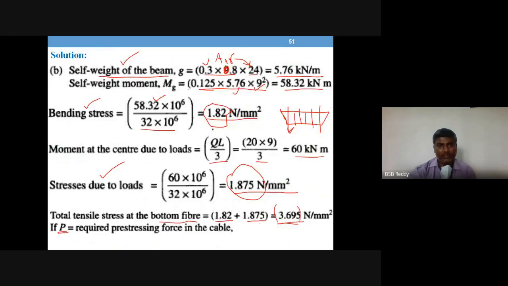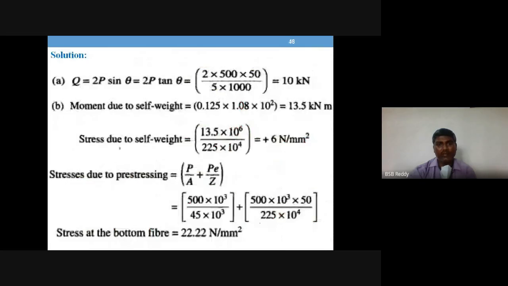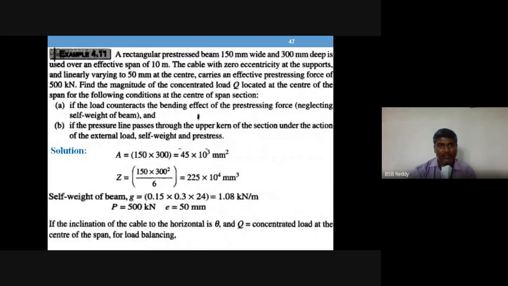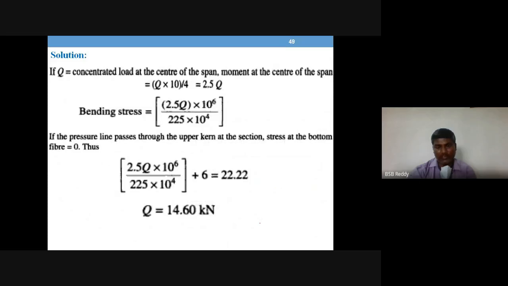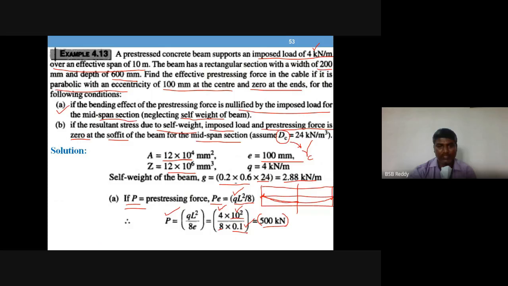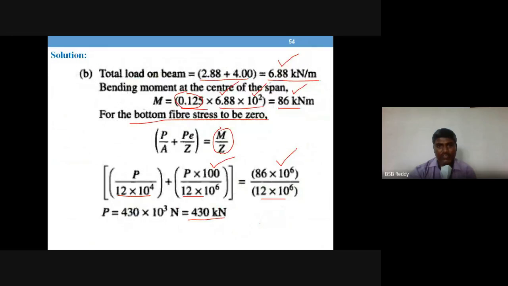If you see, each example is covering a variety of cases. So the first case was a point load, a single point load. Next is a parabolic cable. First one is a triangular shaped cable, right? The third example is for a parabolic cable. Likewise, each example has its own importance.